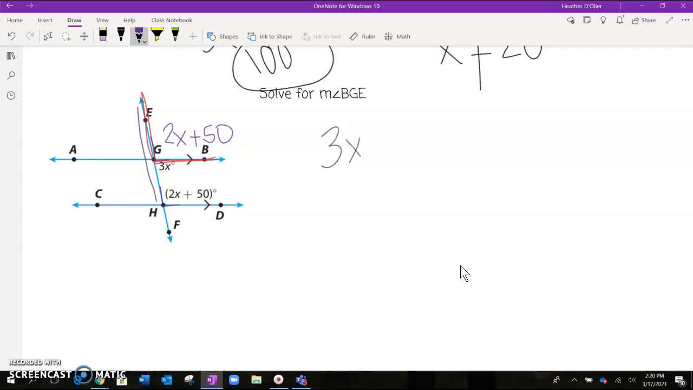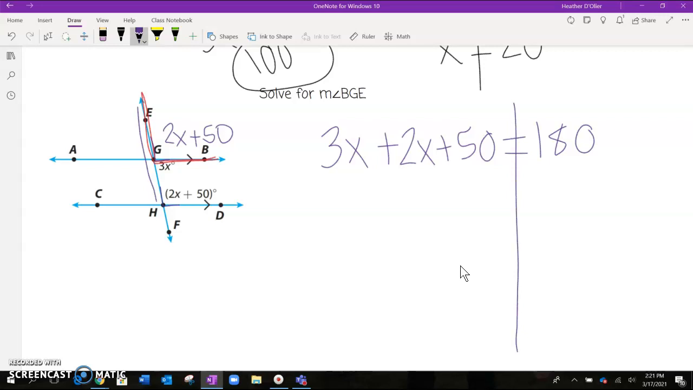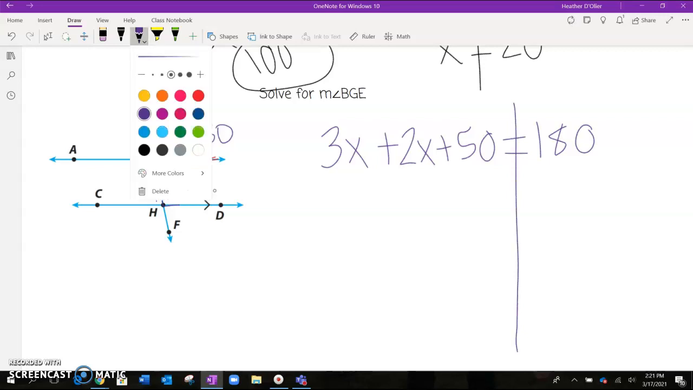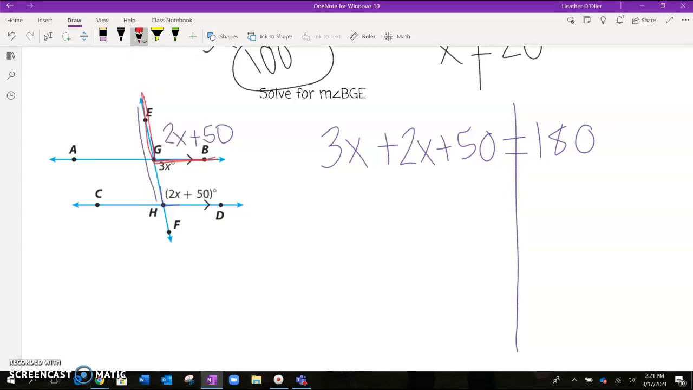So 3x plus 2x plus 50. Don't forget the plus 50 part. Those add up to 180. Now I got to do some combining here, but I got this. So 3x, I would box it. 2x, I would box it. 50, I would circle. Remember, box your variables, circle your constants. I have two boxes on the same side. That means I have like terms I can combine.